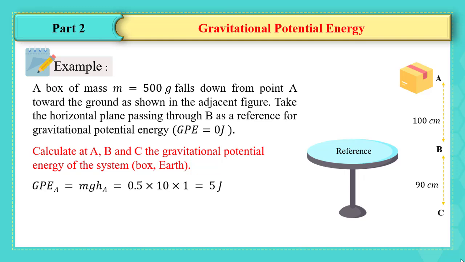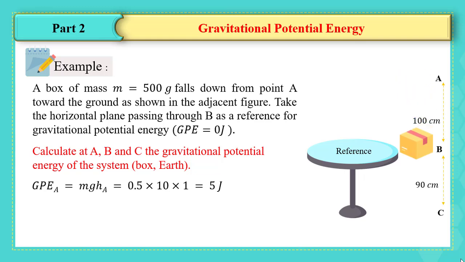In this case, we check the position of the box with respect to the reference. Here it is above the reference at point A. So we say gravitational potential energy at A is plus mgh_A, which is half times 10 times 1 equals 5 joules. We converted the height 100 centimeters into meters to be 1.